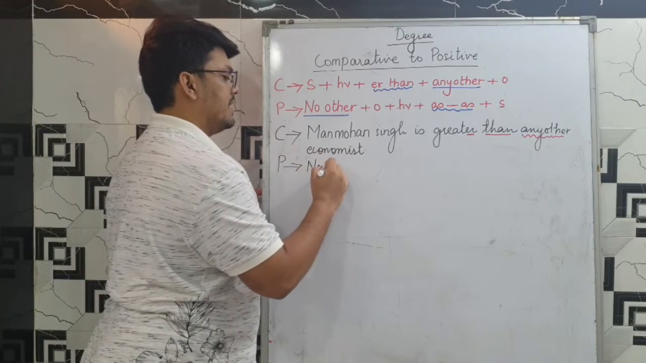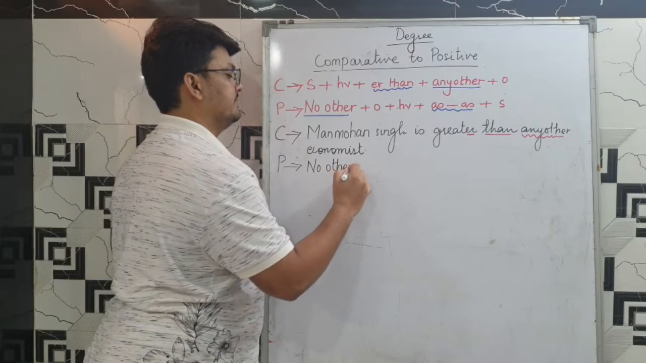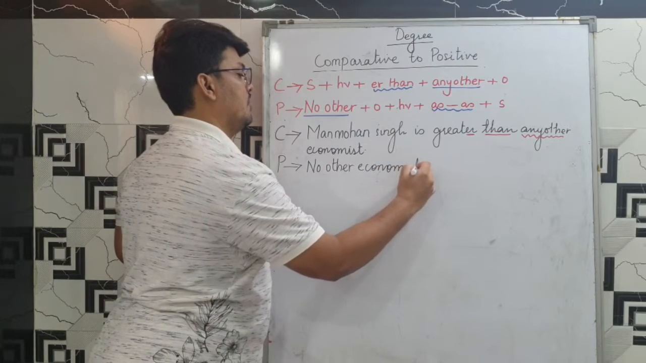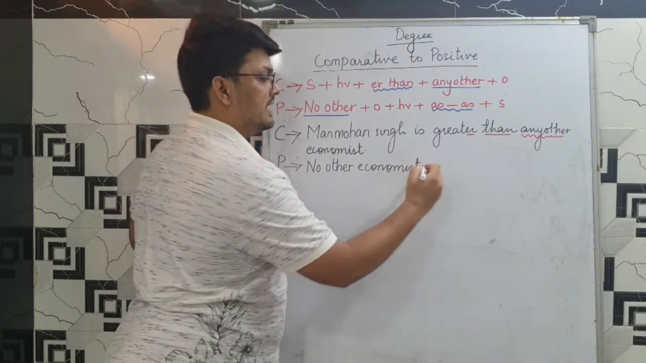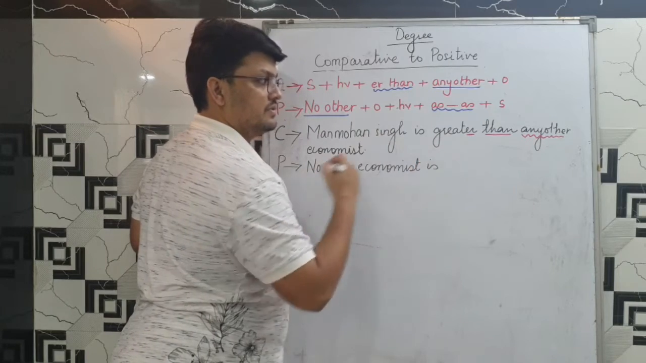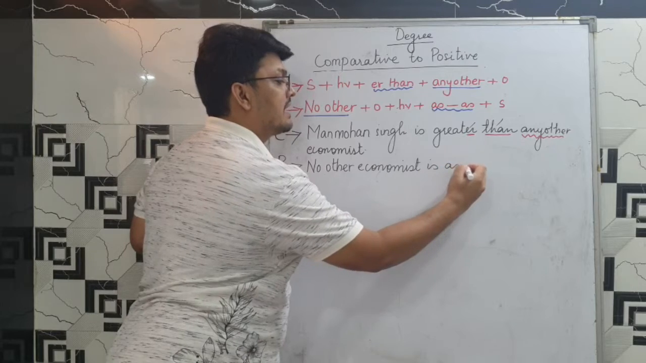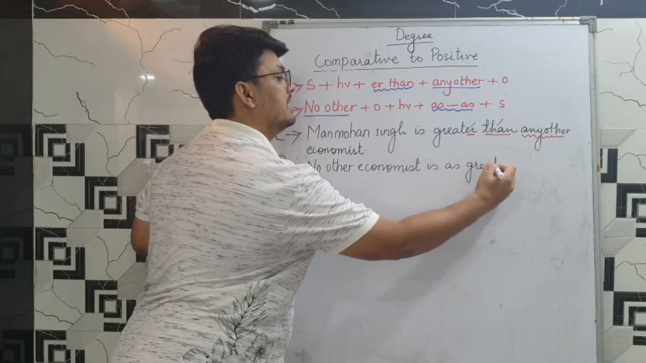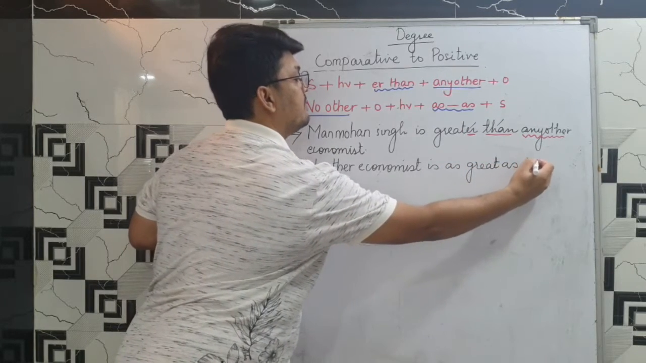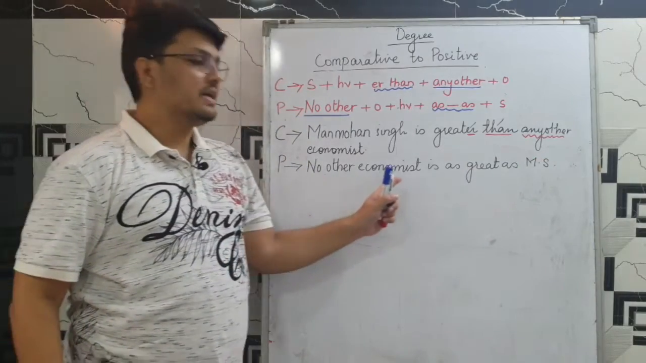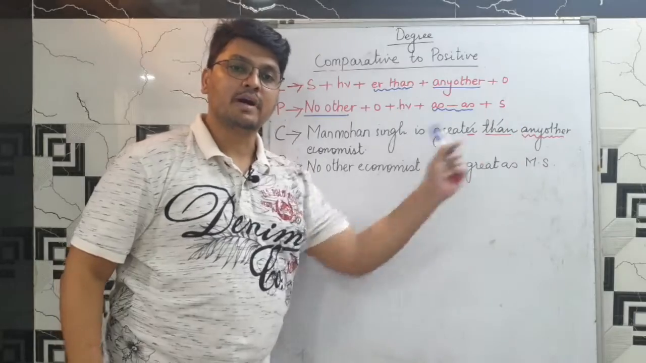No other economist. No other economist is, er than will be removed, is as great as Manmohan Singh. So no other economist is as great as Manmohan Singh.